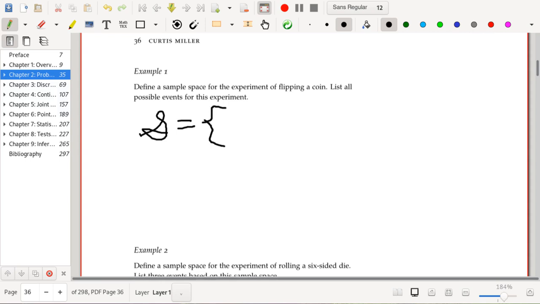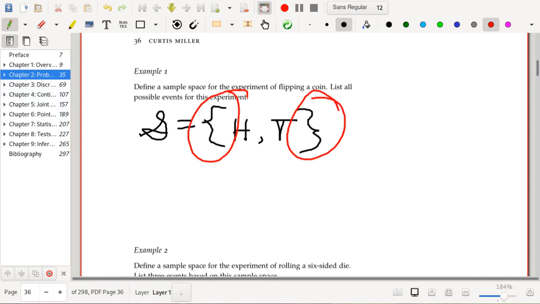There's only two possible outcomes: heads and tails. And notice the curly braces often denote sets. What we are talking about is a set. Generally, sets are going to be denoted with curly braces.